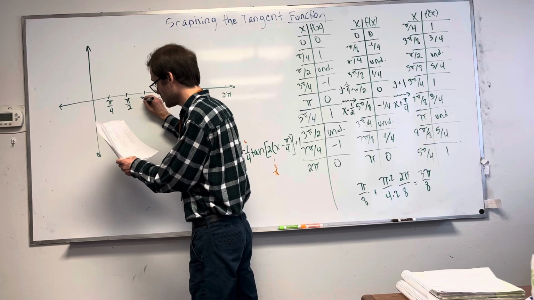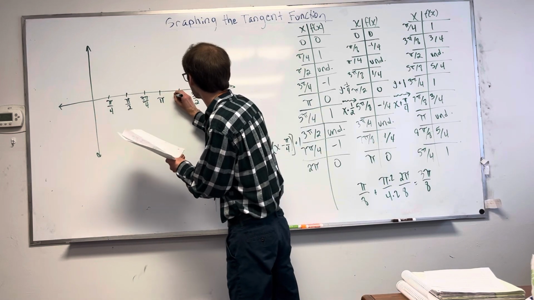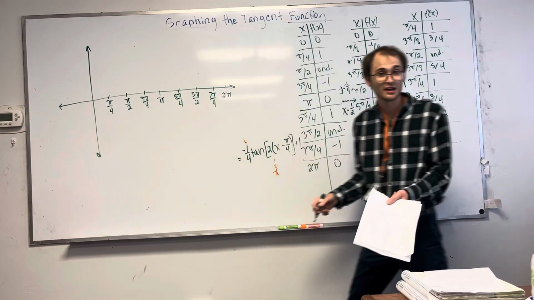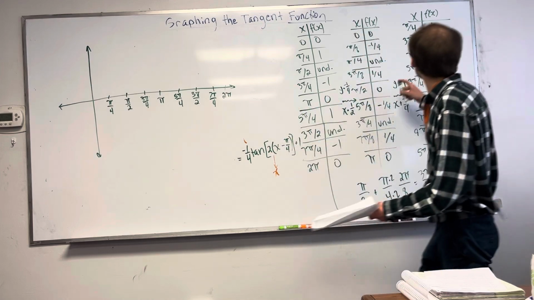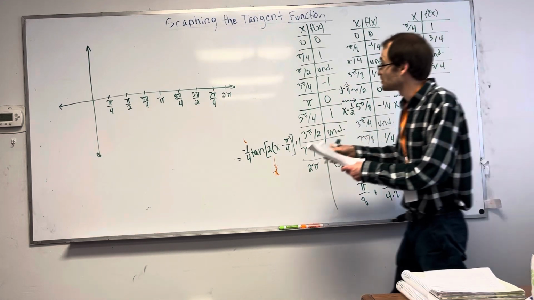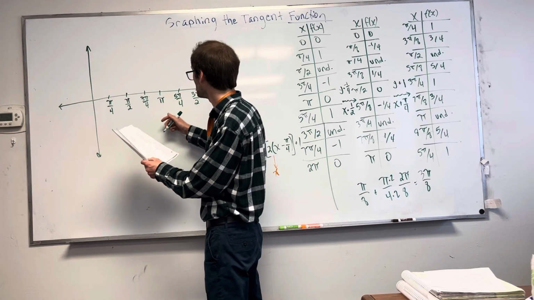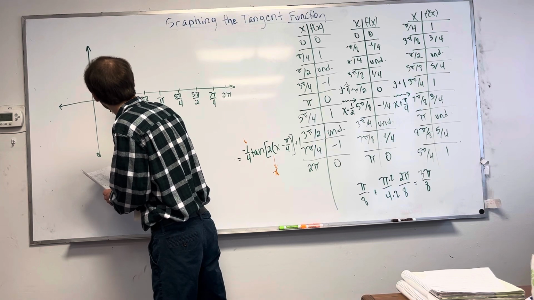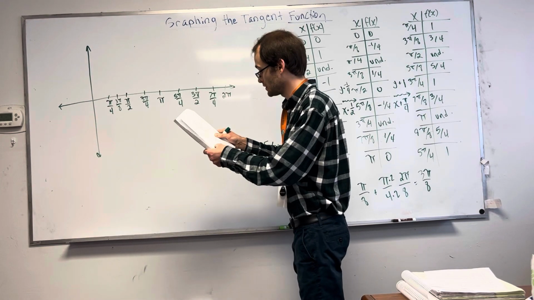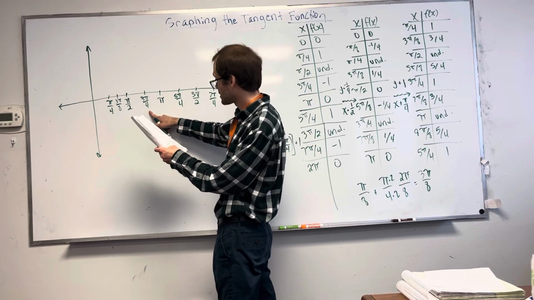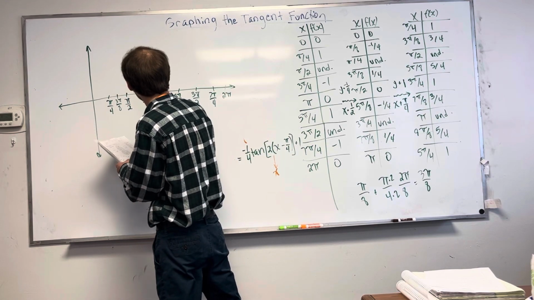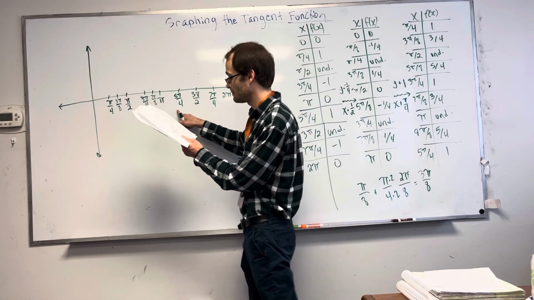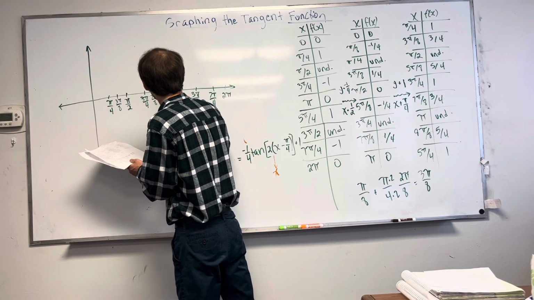A 3 pi over 4 here. A 5 pi over 4 here. And a 7 pi over 4 here. And I maybe should have given myself a little more room, because I still do need to have some 8s in here. We'll do a couple more divisions. Let's see. In between pi over 4 and pi over 2 would be 3 pi over 8. In between 3 pi over 4 and pi would be 7 pi over 8. And in between pi and 5 pi over 4 would be 9 pi over 8.